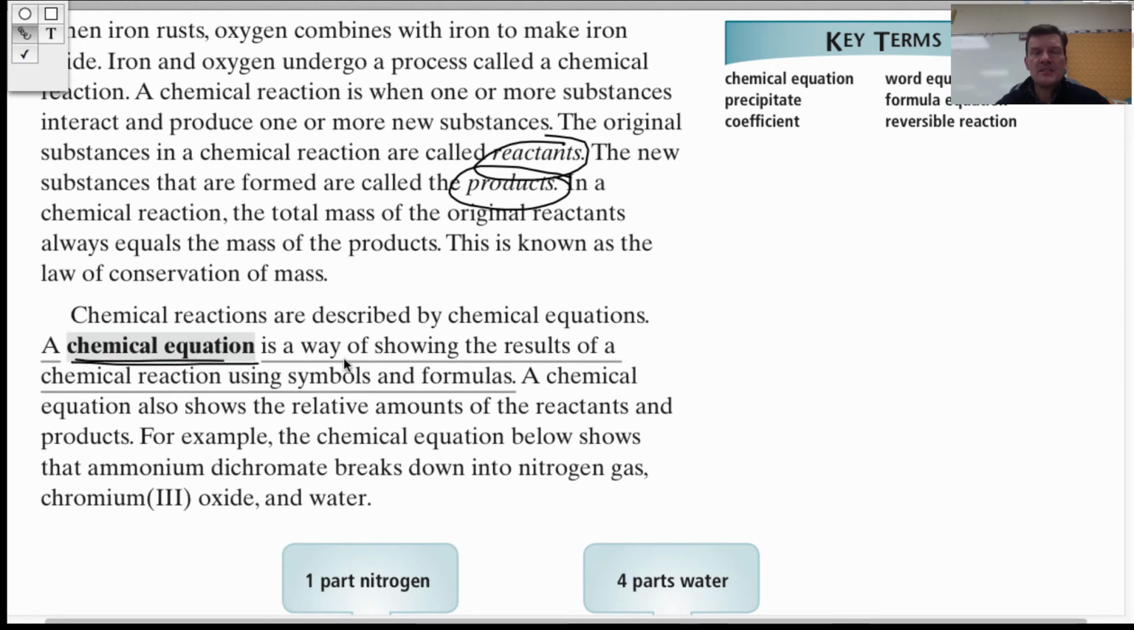A chemical equation is basically a way that we are going to demonstrate what is happening at the molecular level, what's happening with these molecules and compounds and atoms. It's a way of showing the results of a chemical reaction using symbols and formulas. Remember, we talked about those formulas before.